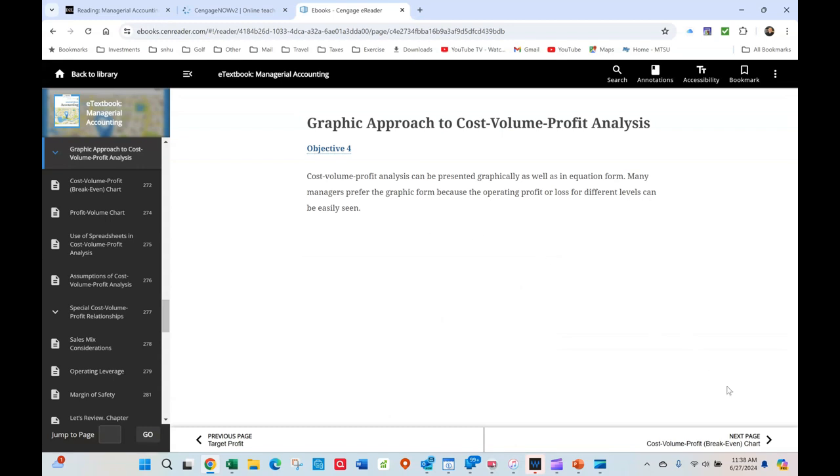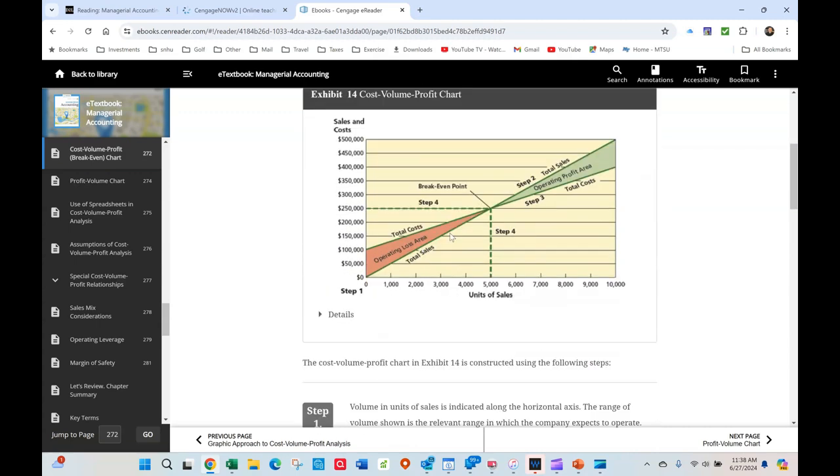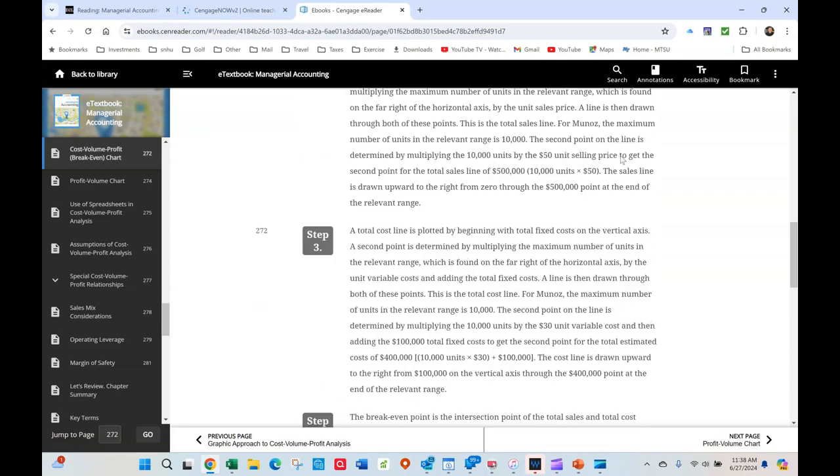And then we just look at some graphs here, and you can see your total costs. Your total costs are going to increase. This is your operating loss. But once you hit that break-even, then of course you're making money.